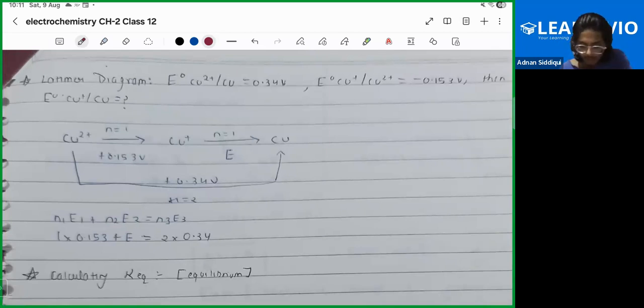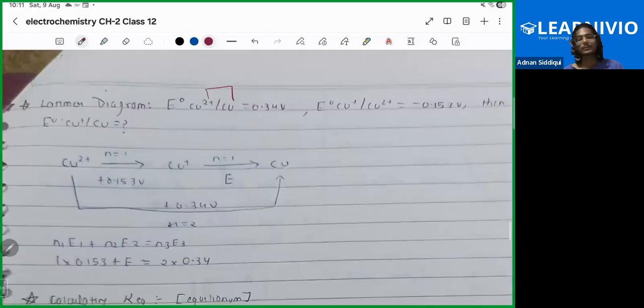Suppose what is happening here? Reduction or oxidation? Oxidation. See again. Oxidation or reduction? From Cu2 positive, it is gaining some electrons and getting converted into a solid. It is gaining electrons. Reduction. What about this one? Is it oxidation or reduction? Oxidation. Good. Now we have to find this one. Is this oxidation or reduction? Reduction.